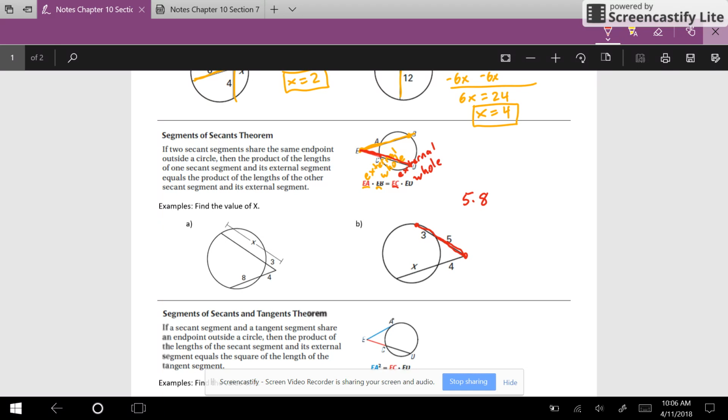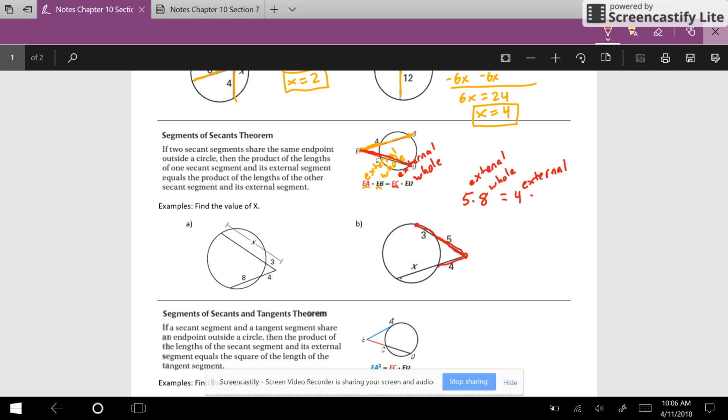So the external part was 5. I can even write this above it again, external times the whole. Then on the other secant, its external part is 4. Oops, got an extra N in there. Oh, I forgot an R, that's what happened. Okay, times the whole thing.